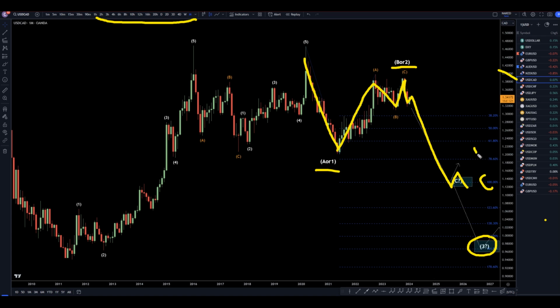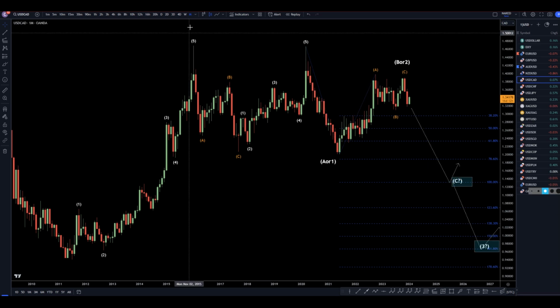Wave C would probably go to the 100% Fibonacci extension. Wave 3 would probably go to at least a 161 extension. So either scenario, it isn't really important to know whether it's a wave C or a wave 3, because either scenario it should continue on these higher time frames to make lower lows and lower highs.